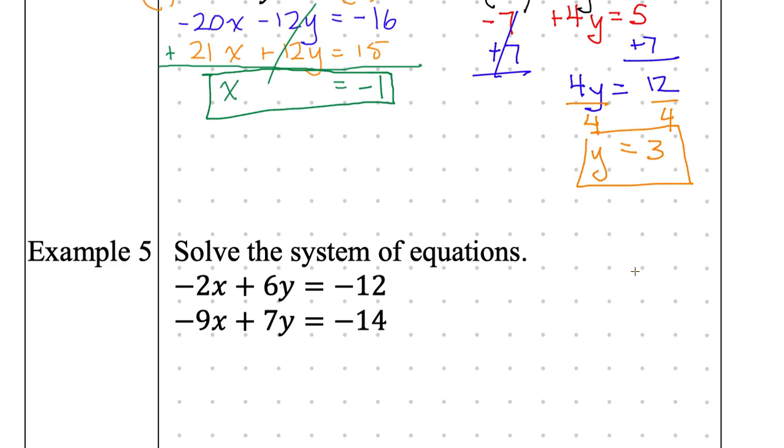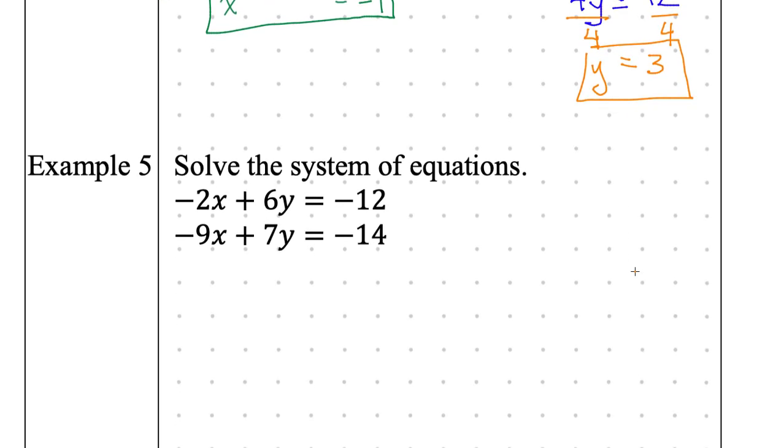I need to solve that system of equations. So I have a choice. I can either multiply the top equation by 7, the bottom equation by 6, or the top equation by 9, the bottom equation by 2. Those are both kind of big numbers. I think I'm going to choose 6 and 7. Yeah, I'm just going to randomly go with that one. It doesn't really matter which one.